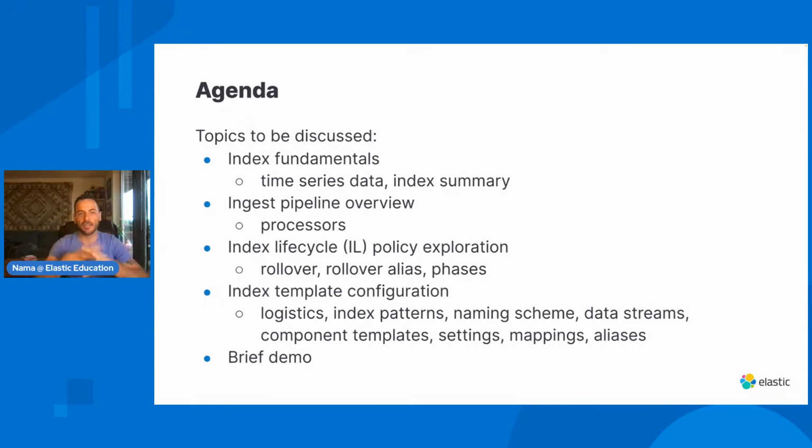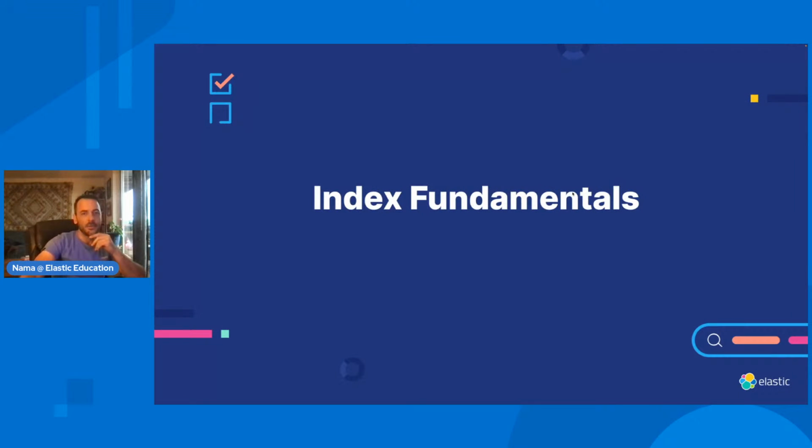Then we'll put it all together using an index template. We'll cover the logistics that go into the index patterns, the naming schemes, data streams even, and how to put it all together using component templates in the settings, mappings, and aliases. And then we have a nice little demo, which I'm going to give at the end of this, that puts this whole thing together. All right, let's go ahead and begin.